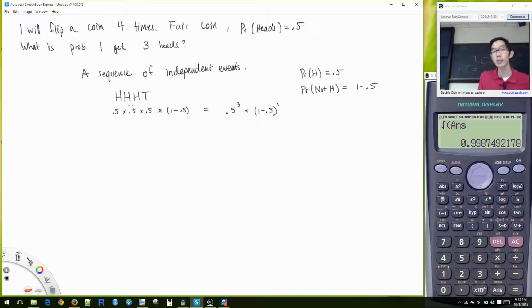Okay, but this is not the only sequence that gives you 3 heads. Right? There are other sequences. I could also have heads, heads, tails, heads, or heads, tails, heads, heads, or tails, heads, heads, heads. Okay? So there are 4 possible ways to get 3 heads.